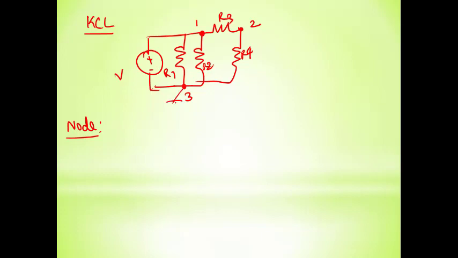This can also be the ground node. Usually, how will you choose your ground node? One end of an independent source can be chosen as the ground node. So now we have three nodes. The third node is a ground node whose potential is 0. We can take it like that.